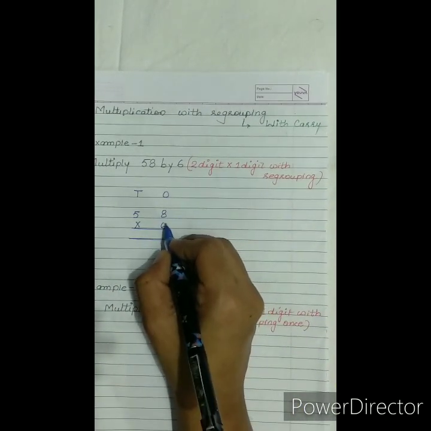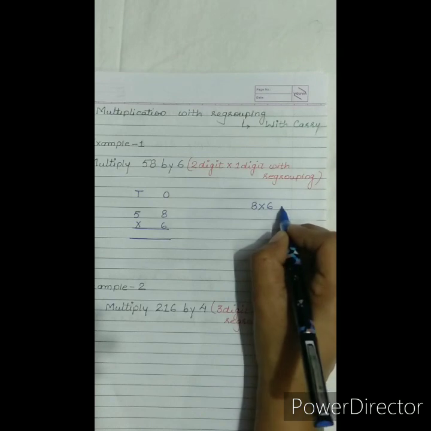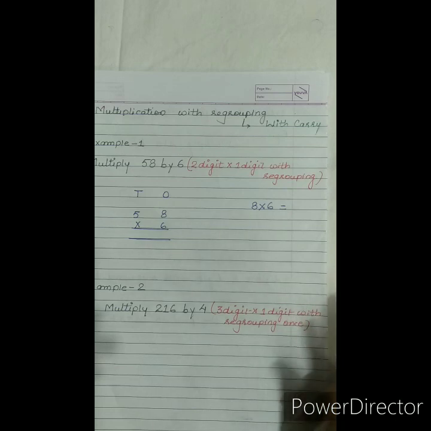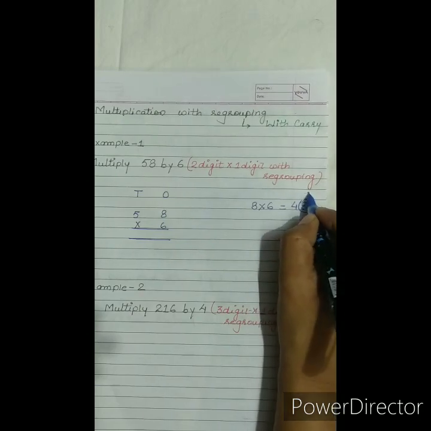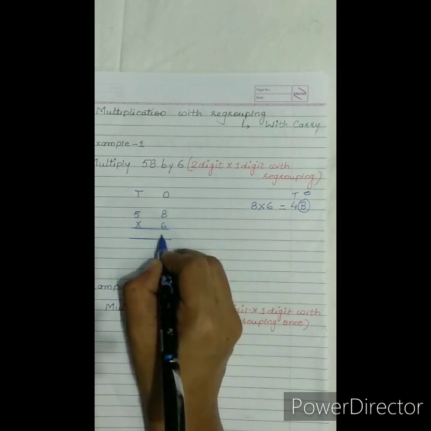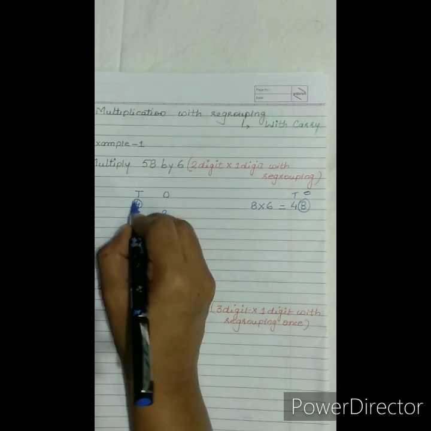First we will multiply the ones place digit by 6. 8 into 6. So we will read table of 6 8 times. 6 1 ja 6, 6 2 ja 12, 6 3 ja 18, 6 4 ja 24, 6 5 ja 30, 6 6 ja 36, 6 7 ja 42, 6 8 ja 48. So 8 is at the ones place and 4 is at the tens place. So we will write 8 below the ones place and 4 goes up as a carry to the tens place.